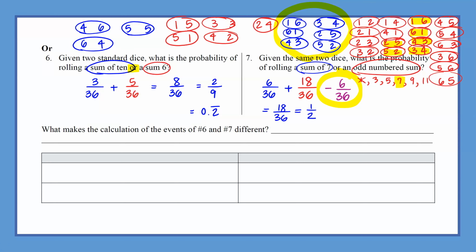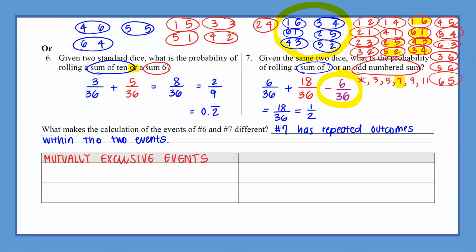So what makes the calculation of events 6 and 7 different? Well, number 6, the two events were completely exclusive of one another. There was no overlap between the two events. Whereas in number 7, there were repeated outcomes within the two events. The first example are called mutually exclusive events. Whereas the second example for number 7 are not mutually exclusive events.